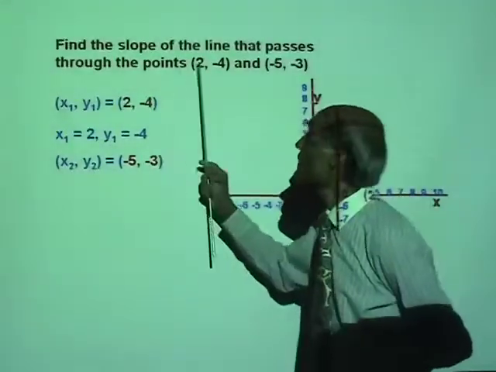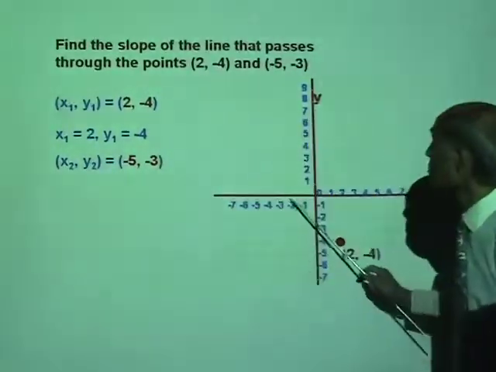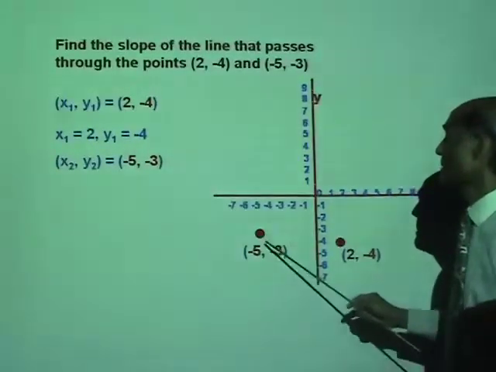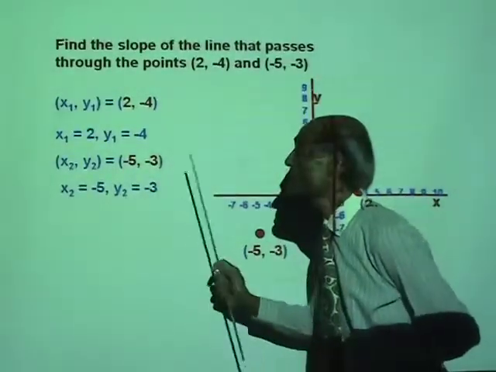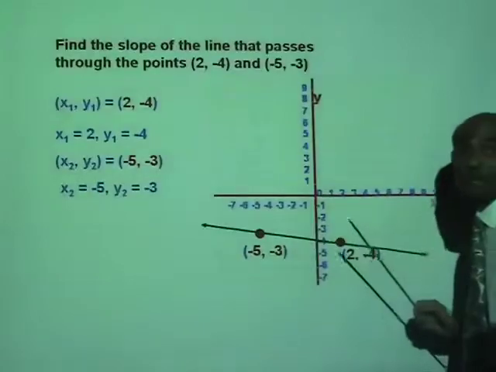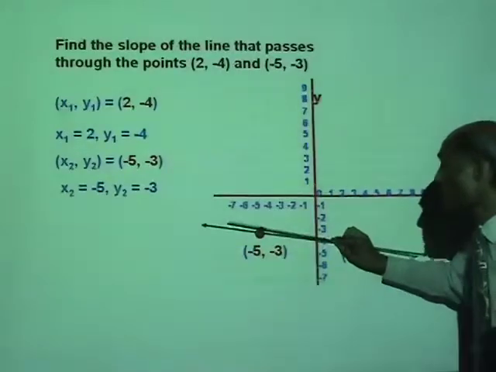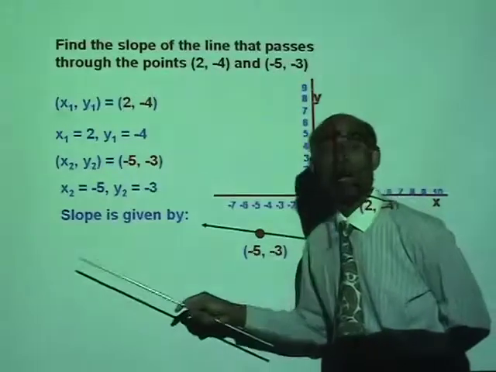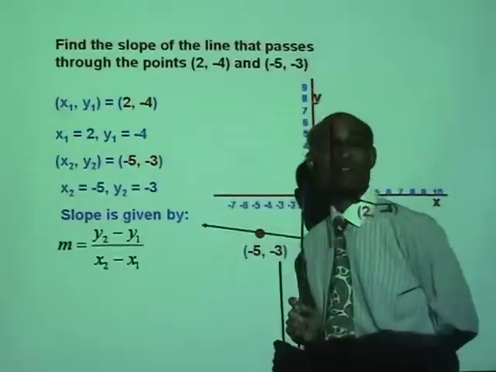The second point is x2, y2 is negative 5, negative 3. Where is the point? Negative 5, negative 3 is there. That means your x2 equal to negative 5, y2 equal to negative 3. And this is the graph of the line that contains these 2 points. We need to find the slope of this line. What is the equation for the slope? Equation is m equal to y2 minus y1 over x2 minus x1.